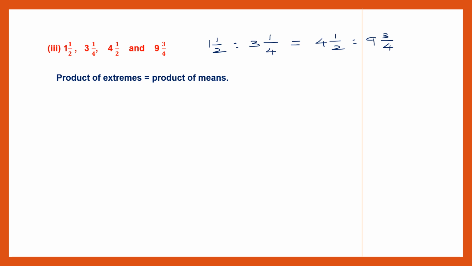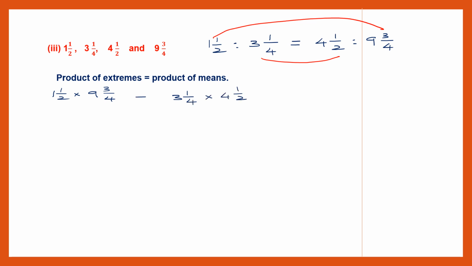So what are the extremes? These are the extremes, 1 1/2 and 9 3/4. So let's write that: 1 1/2 into 9 3/4. And what are the product of means? 3 1/4 into 4 1/2. So these two should be equal.